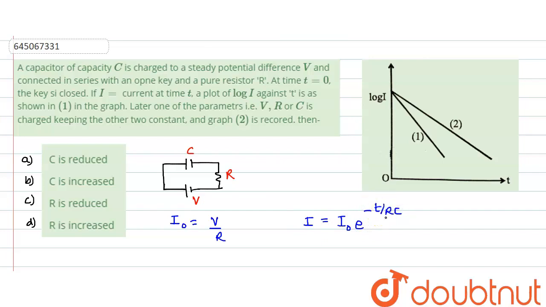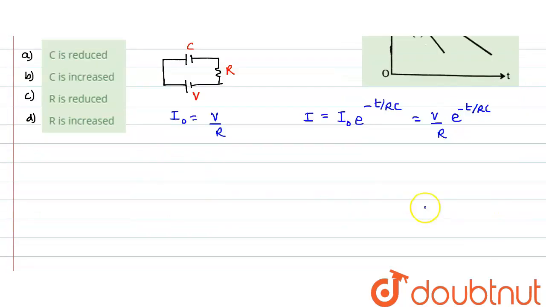Okay. Now this RC could be called the time constant. Now what is the value of I naught? It is the maximum amount of current, which would be equals to V divided by R, then e to the power minus t divided by RC. Now if we take the log on both sides of this expression, which expression? This expression, I equals to V divided by R, e to the power minus t divided by RC.